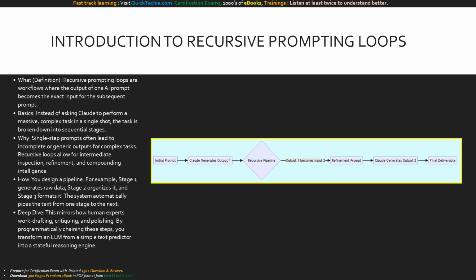On the far left, we begin with our initial prompt. This generates output 1. Instead of stopping there, output 1 is pulled into the recursive pipeline node. The system takes that raw output, packages it into a new refinement prompt, and sends it right back to Claude. This second pass generates output 2, which ultimately becomes our high-quality final deliverable. This visualizes the fundamental output becomes input loop.